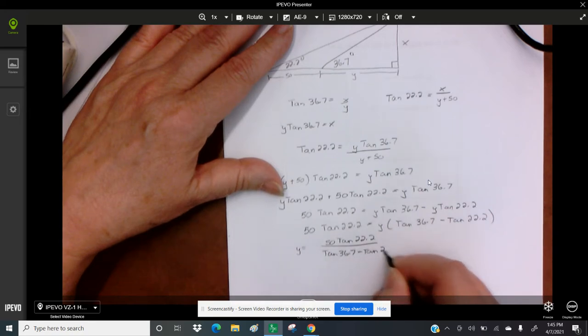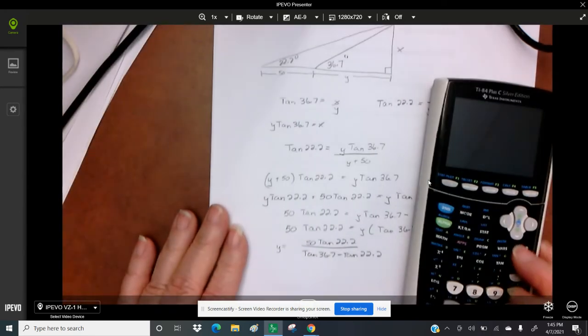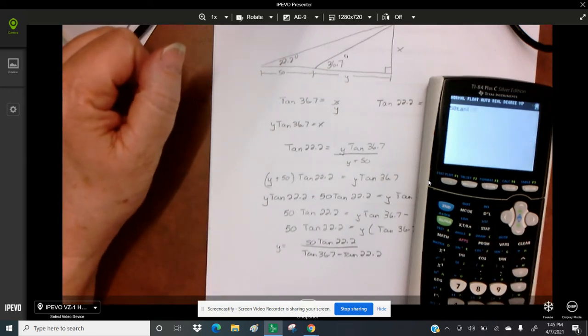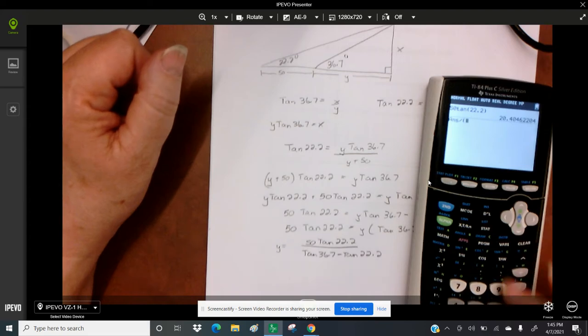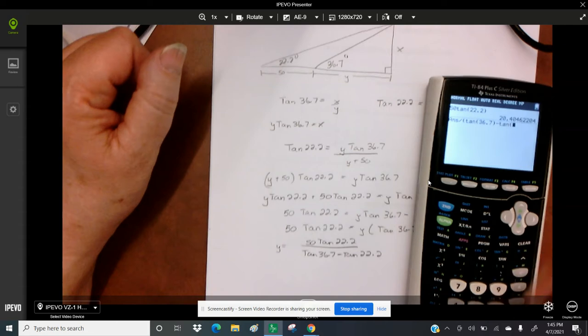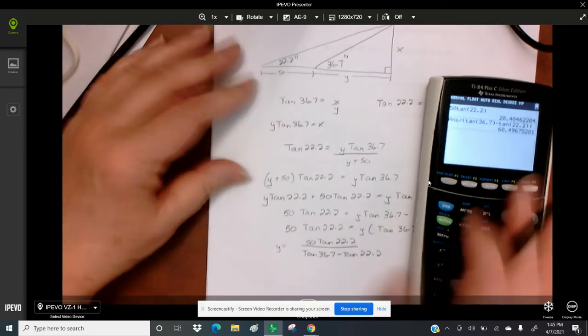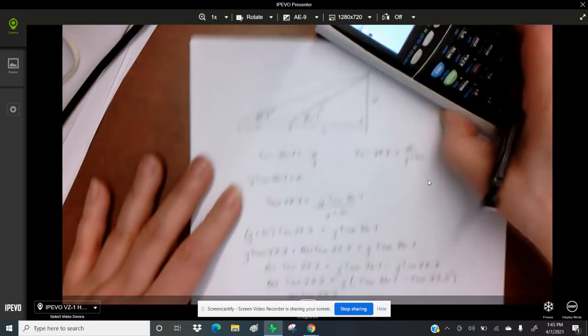And now I just have to go to my handy dandy little calculator and put this in. So I'm going to have 50 times the tangent of 22.2. Now I'm going to divide that by the tangent of 36.7 minus the tangent of 22.2. Now I'm going to get 60.5. So I know y equals 60.5, which is wonderful.